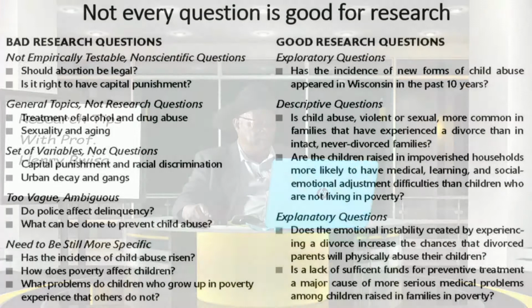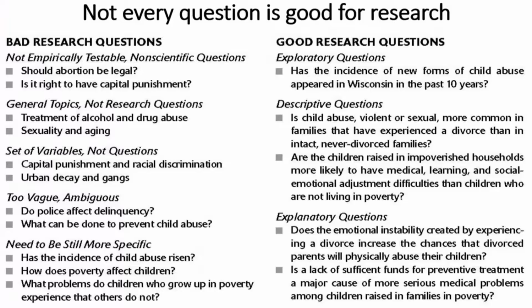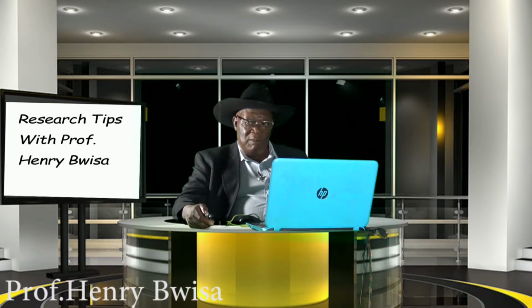You can also have a set of variables that are not questions. For example, capital punishment and racial discrimination. So what about it? That's not a very good research question. Urban decay and gangs. Good question, good statement, but not very good for research. You can also have too vague or ambiguous, like, do police affect delinquents? Good question, but doing research on it, tricky.